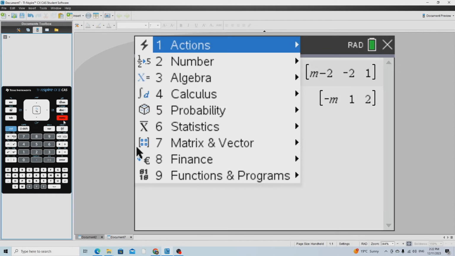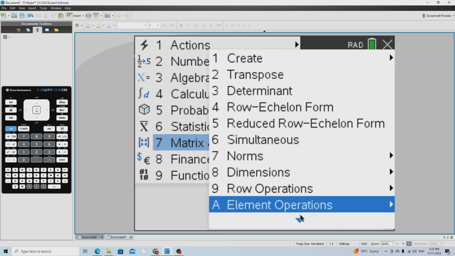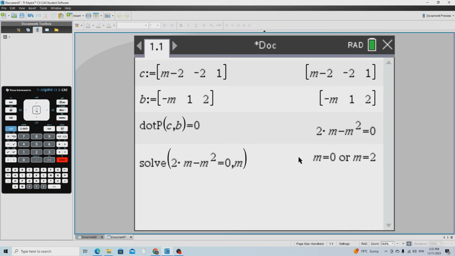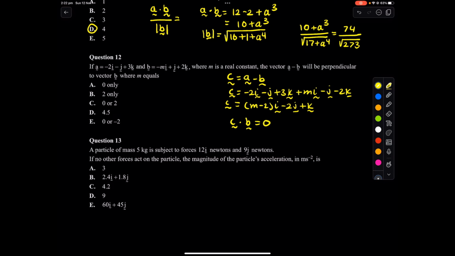So we want the dot product, so go menu, go again on matrices and vectors, go down to vector, and we go dot product of C and B, and we know that should equal 0. And we want to solve ans, comma m. And we get m equals 0 and m equals 2. Those are your two answers. So m equals 0 and m equals 2, that is C, your answer.